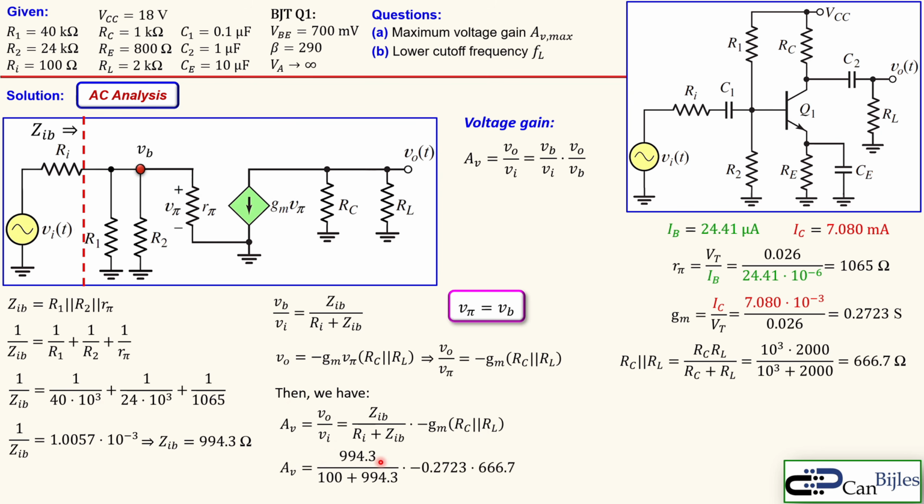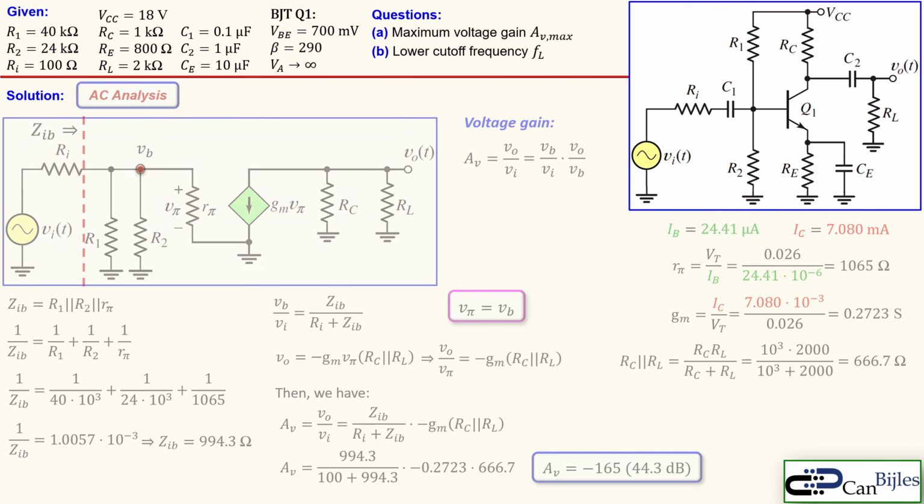Now in this case, substitute here the values. We also know this GM, everything is substituted, and that will result in a minus 165 as the gain, which is again this minus, which is inverted, and we have that in dB as 44.3 dB. All right, that's the first part.